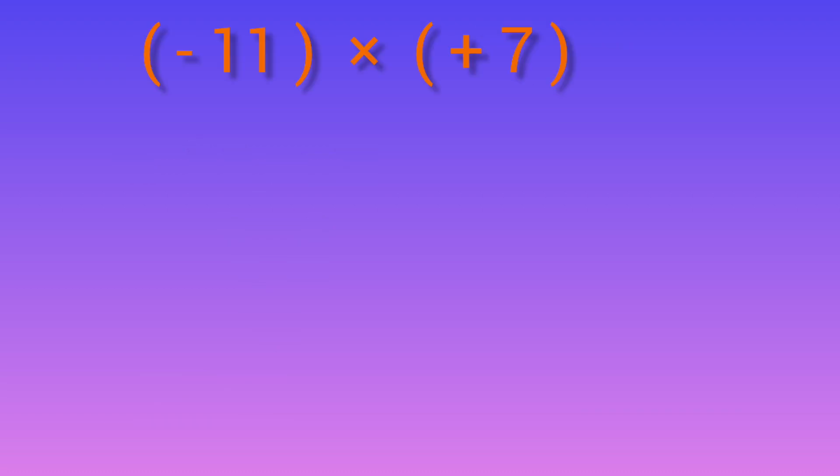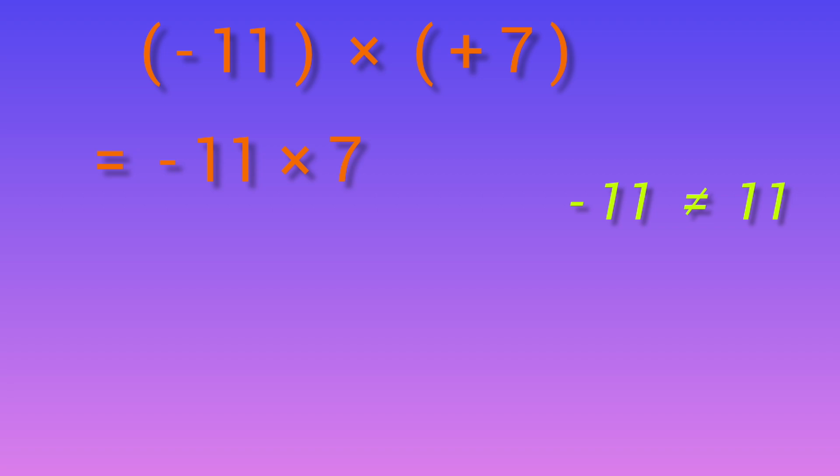Now let's check out our next example. We've got negative 11 times positive 7. Now we can remove the brackets and rewrite our second example as negative 11 times 7. Now we know that a positive 7 is the same as 7. But please take note that negative 11 will remain a negative 11.